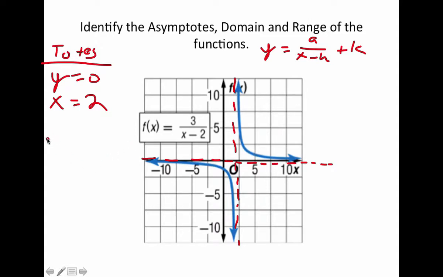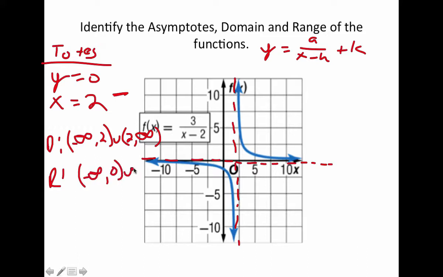and be rounded off. Domain. The domain's going to go from negative infinity to 2, and then jump over the 2 and go to infinity. Basically, the domain is always going to be everything except this asymptote, because we're jumping over the asymptote. The range is going to go from negative infinity to 0, union 0 to infinity. And again, it's going to be everything except that asymptote, because I come down, jump over it, and then go up.